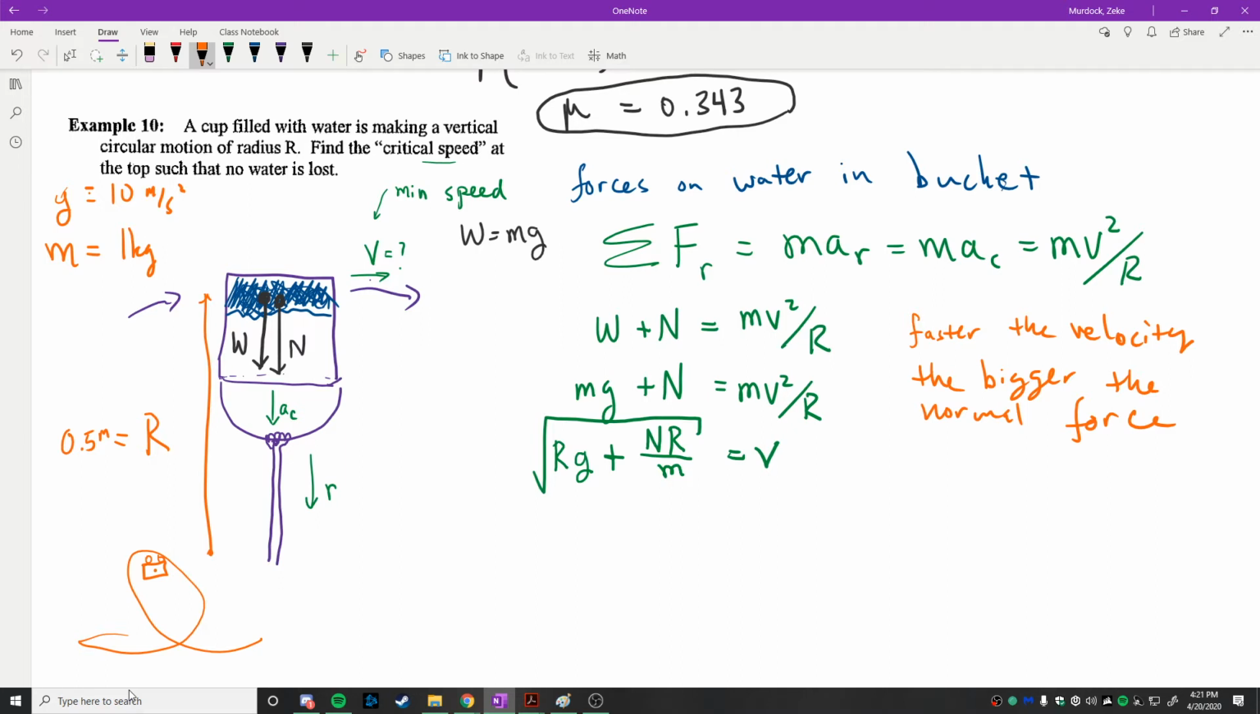Good deal. So, the faster the velocity, the bigger the normal force, right? Now our question is, what's the minimum speed? What would the minimum speed be then? Under what condition would you get the minimum speed?